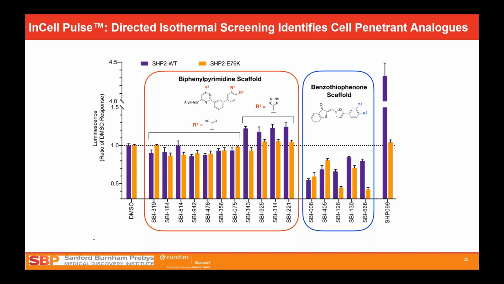Importantly, on the far right, for perspective, we had SHP0999 as a control, and just looking at the luminescence, it's much greater. It has a much greater effect in this assay than our compounds, which are probably not allosteric, but it's a useful perspective. And again, you can see that SHP0999 has a minimal ability to interact with the mutant form of the protein.